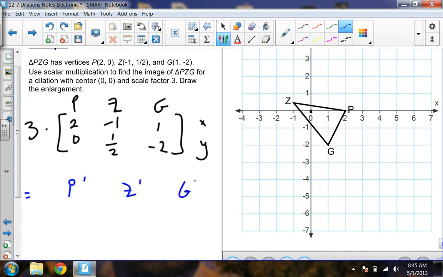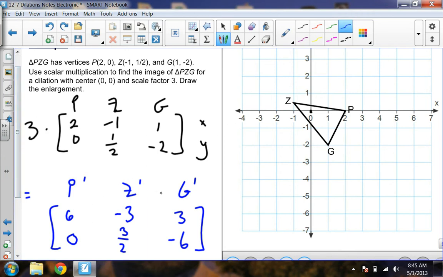So let's take all of these values and multiply them all by 3. 3 times 2 for the first entry is 6. 3 times 0 is 0. 3 times negative 1 is negative 3. 3 times 1/2 is 3/2. 3 times 1 is 3. And 3 times negative 2 is negative 6. So here are the coordinate points for my enlarged triangle. Remember, it's enlarged 3 times, scale factor of 3.